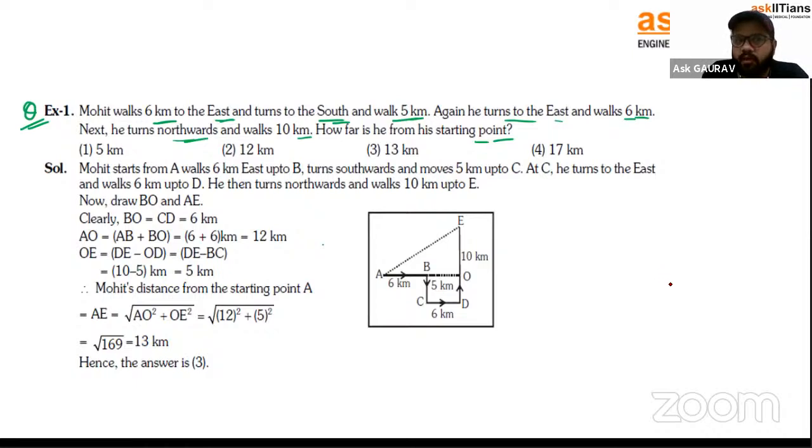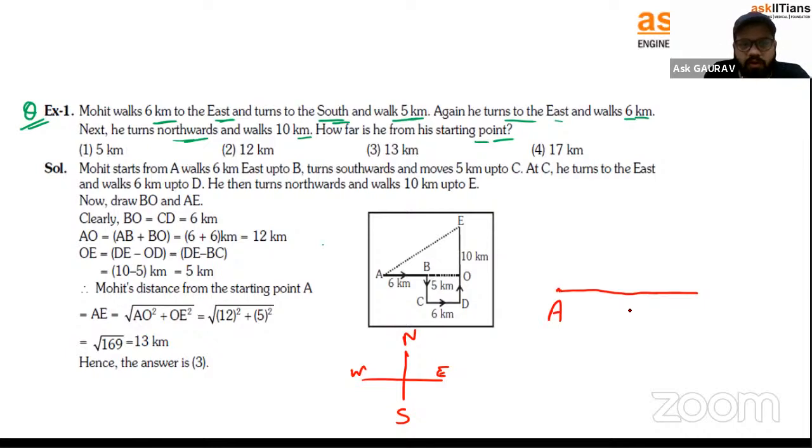Mohit walks 6 kilometers to the east. Let's say this is the central point, and this point is your A point. Mohit is right now here. He walks 6 kilometers to the east. Where is the direction? This is north, opposite is south, this is west, and this is east. So he will go to the right. This is east direction, and he walks 6 kilometers.